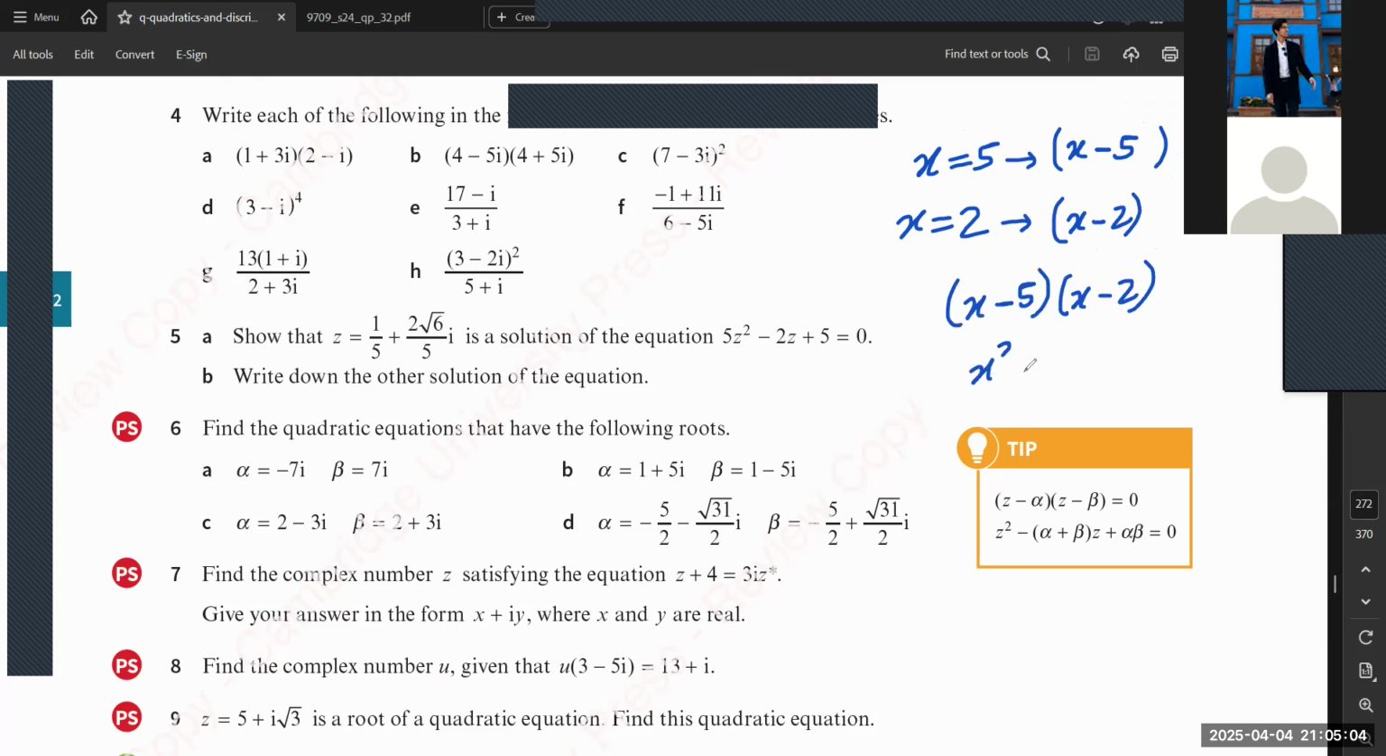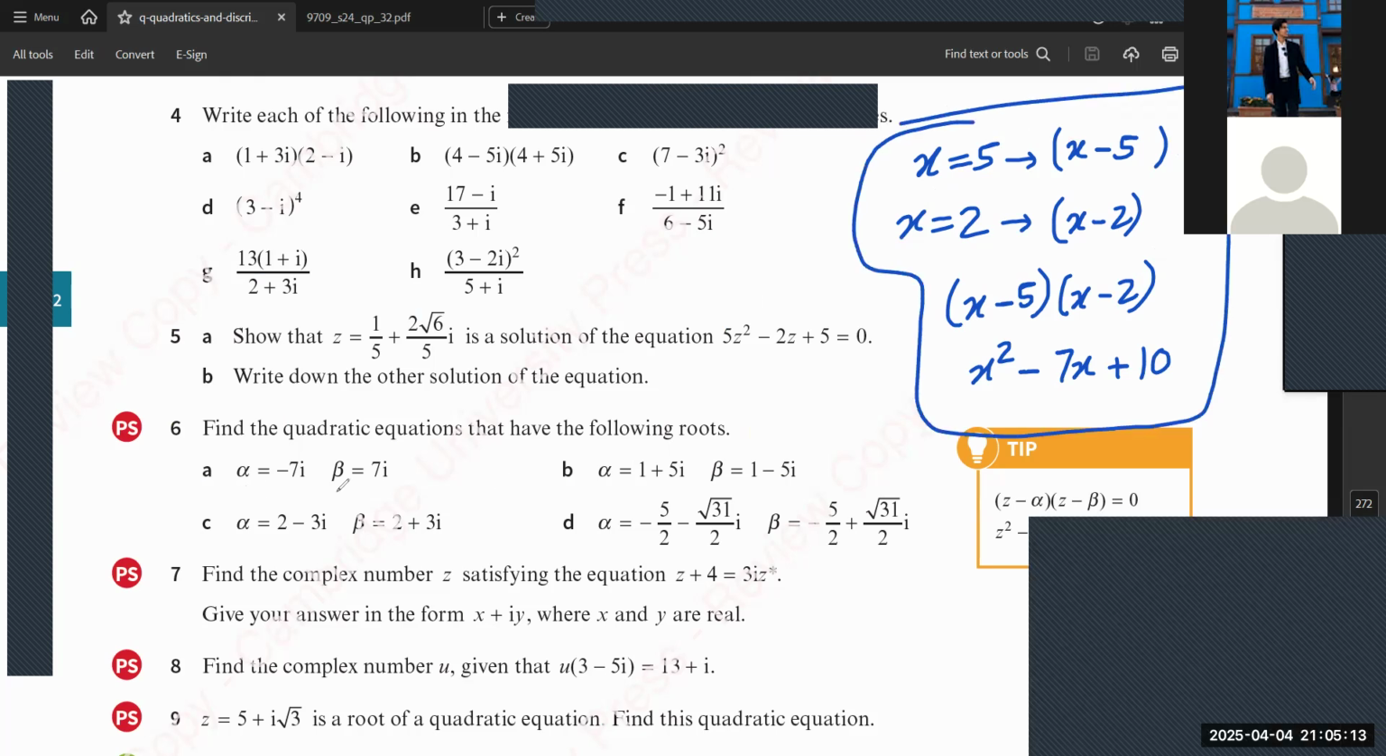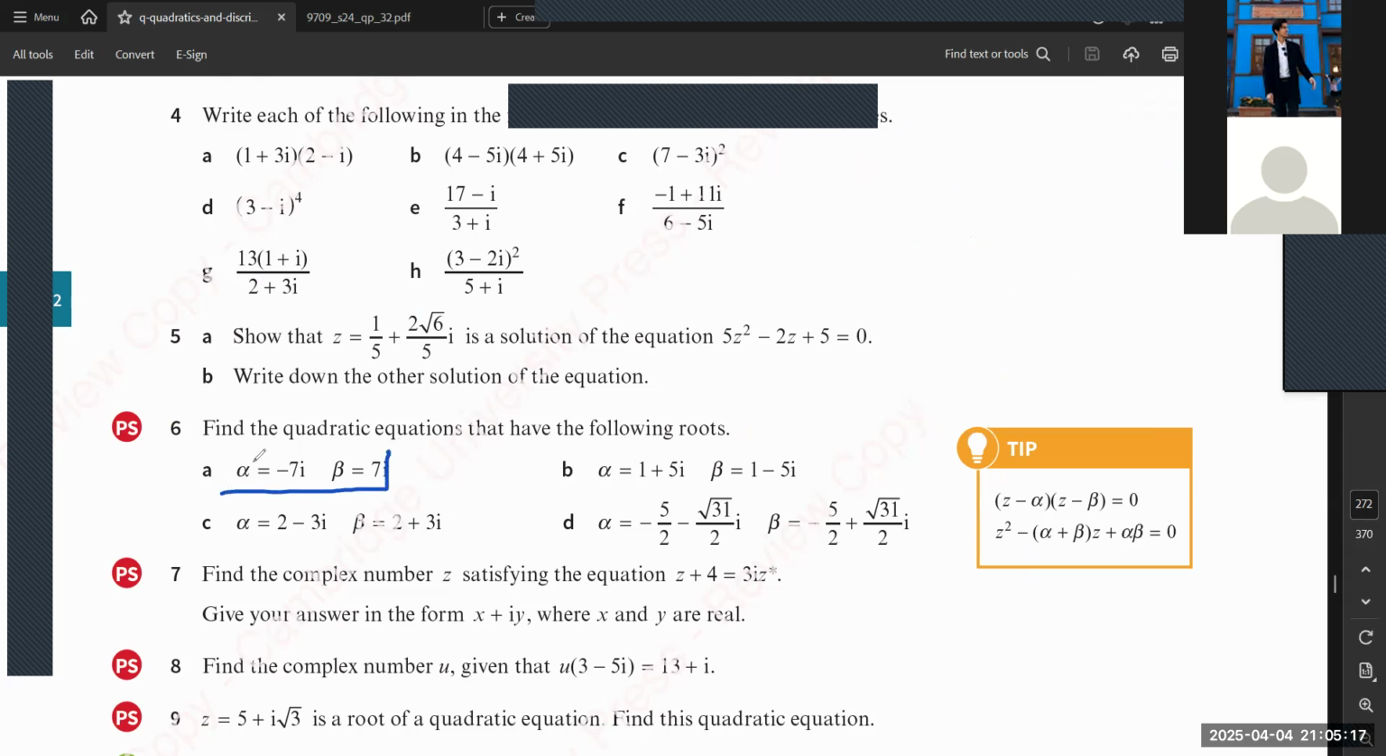And I can open it up. So you see what I did there? Pretty simple, right? But you don't really think about it the other way around. So you're going to do the same thing here. As you can see, we want a quadratic equation that has these roots. Do the exact same thing. x minus negative 7i, or you can say x plus 7i basically. Because to get x equals minus 7i, you're going to need x plus 7i. And to get 7i, you're going to do x minus 7i, right?